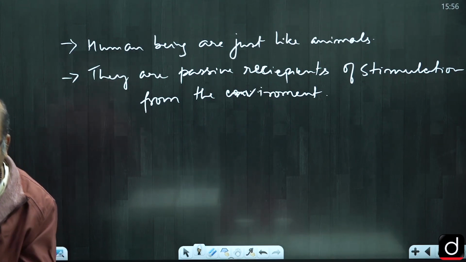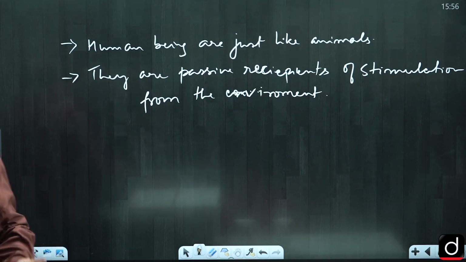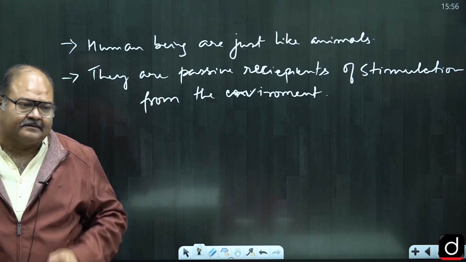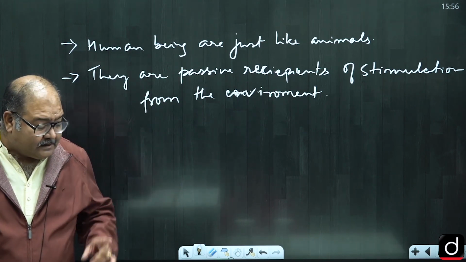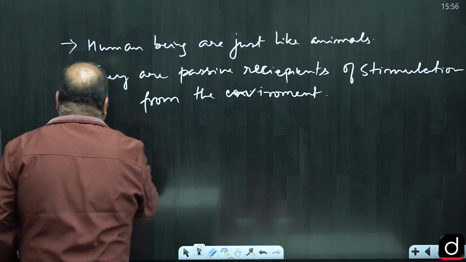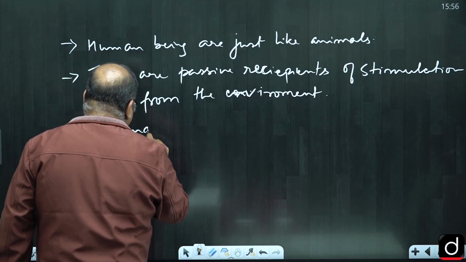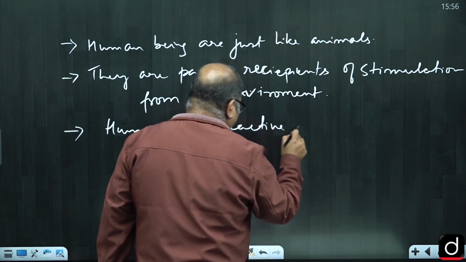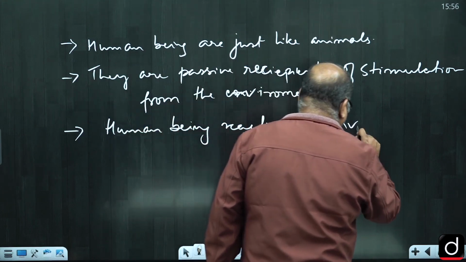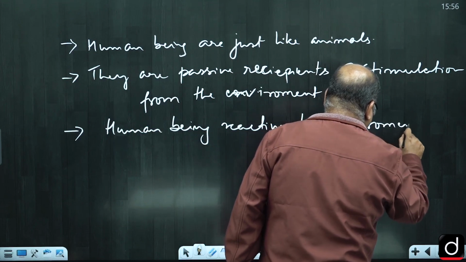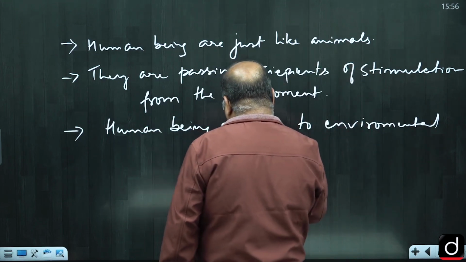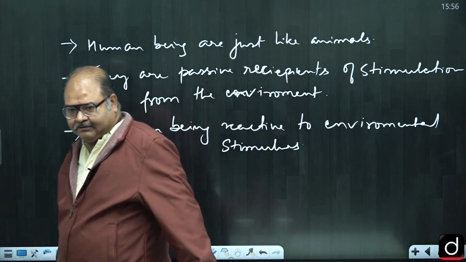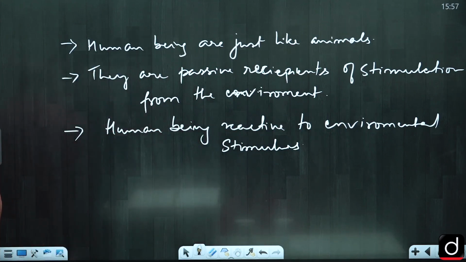Are you getting it? So human beings are passive recipients of environmental stimulus, just like the dog. उसको बिस्किट दिखाओगे तभी आएगा. ठीक है, so human beings are reactive to environmental stimulus. Human beings are reactive to environmental stimulus.